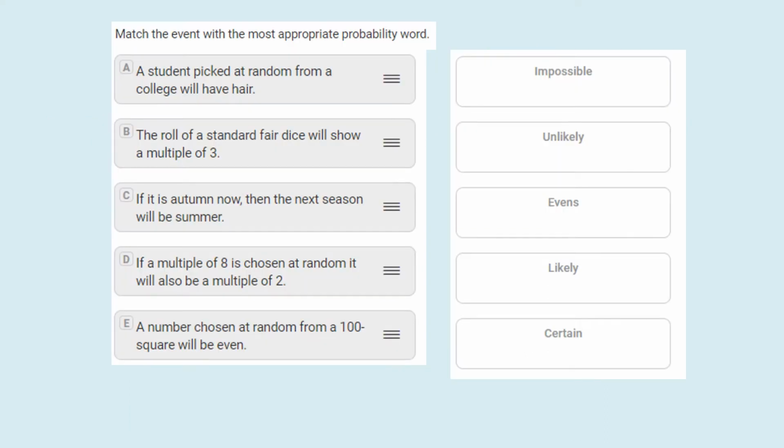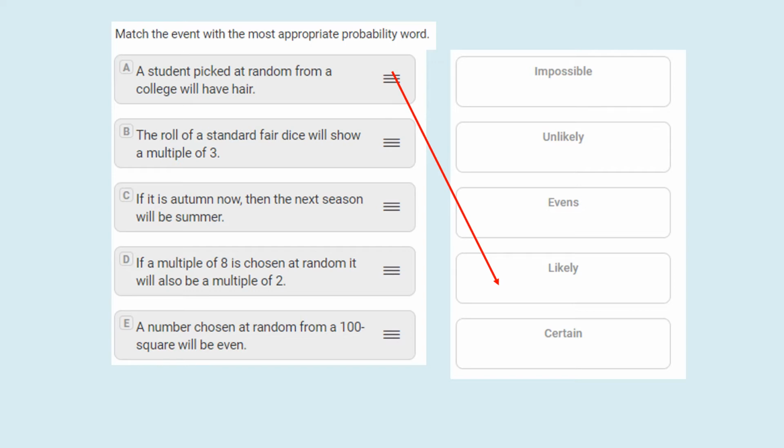So here we are asked to match the events with the most appropriate probability word. A student picked at random from a college will have hair. The chances that we pick someone out, for example, from Courtfield School, a student or even a teacher, that they will have hair, well, the probability is very high, isn't it? Somebody might have gone out and shaved their hair, but most probably the person we pick would have hair because more people would have hair than not. So it is likely.